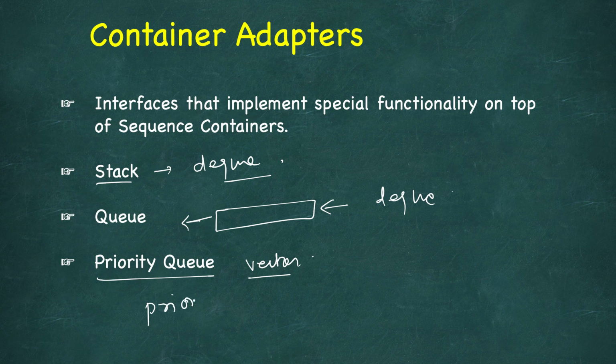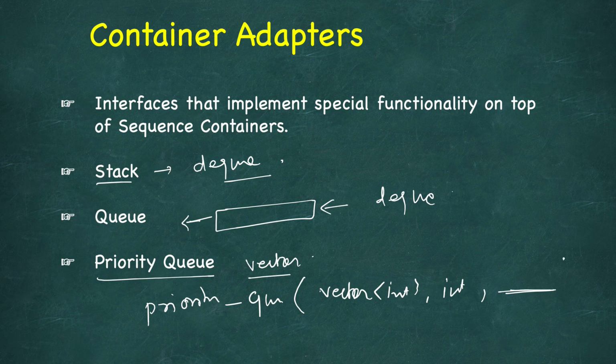You can use it like this, priority queue, and we specify the container. So here you can have a vector of int, then int, the actual data type, and you can also define how you are comparing the priority. So here you can use vector as a container adapter. All of these underlying container options are possible because container adapters are templates too. So you can provide different underlying containers.